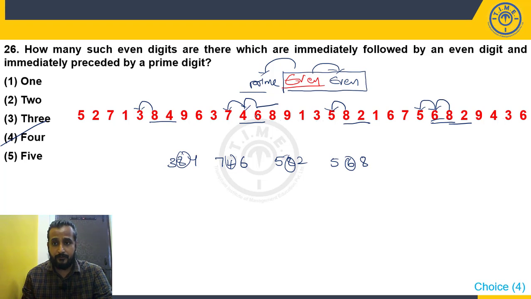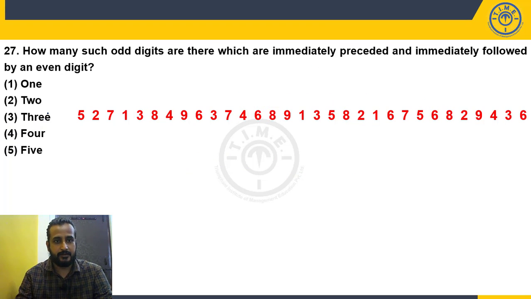Again, if the question is asked how many such different even digits, then 8 and 8 will be considered only one time. But here it is not given different even digits. So that's why we have considered the answer as 4. Please be careful. Next, how many such odd digits? So your focus should be on odd digits which are immediately preceded and followed by an even.